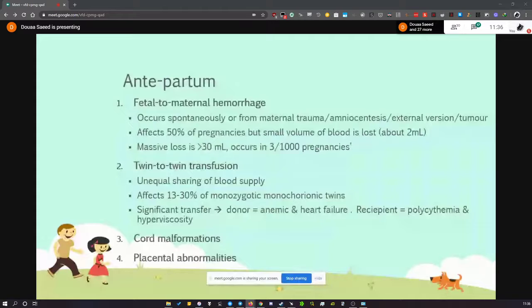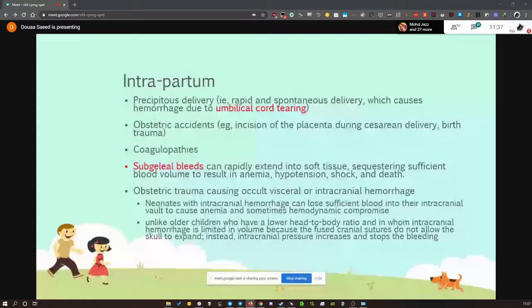Okay, so we'll move on to intrapartum. So hemorrhage will usually happen in precipitous delivery, that is a rapid and spontaneous delivery, which causes umbilical cord tearing. So think of this as almost an aggressive delivery. Or it can happen because of obstetric accidents, such as incision of the placenta during cesarean delivery or any other birth trauma that can happen, let's say during instrumentation.